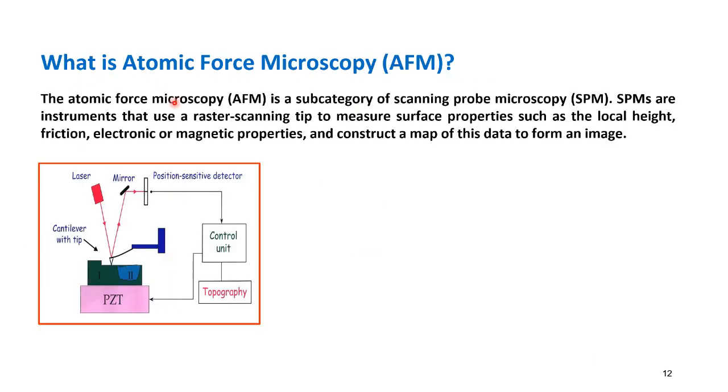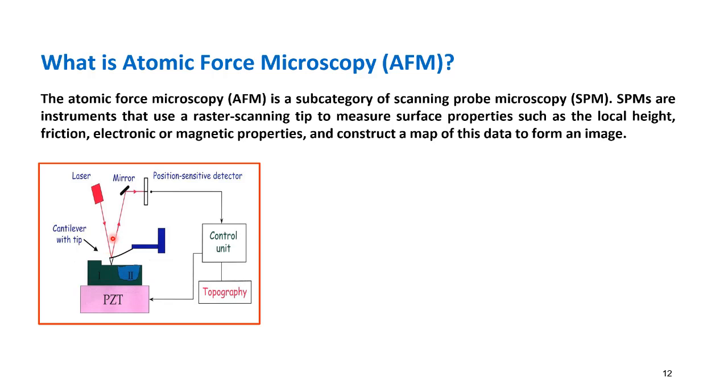Then we have the AFM. AFM is a category of scanning probe microscopy, and it uses a raster scanning technique. Here we can get the information about the local height, friction, electronic and magnetic properties, and construct a map of this data to form an image.